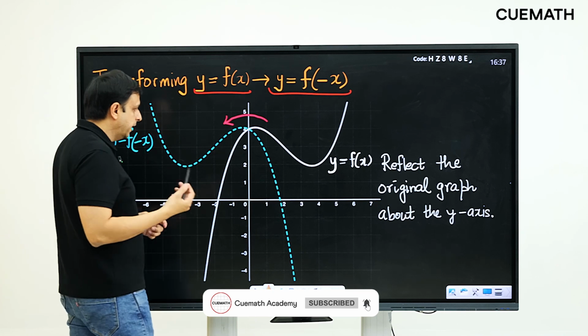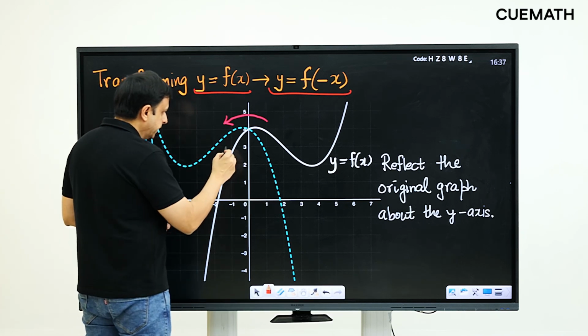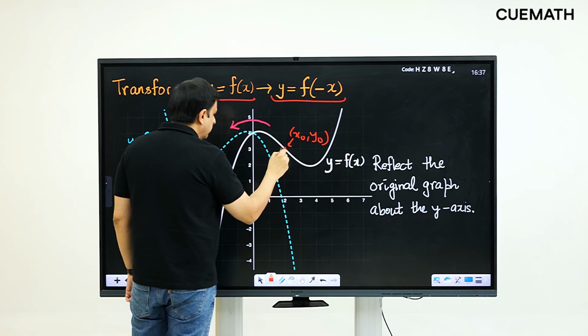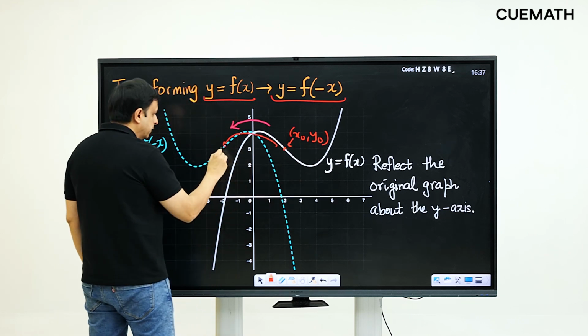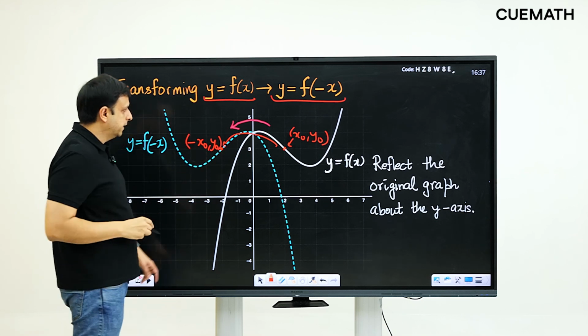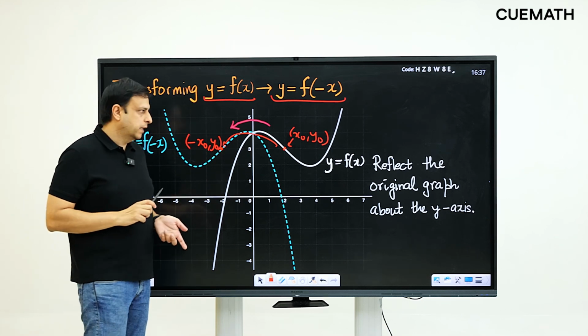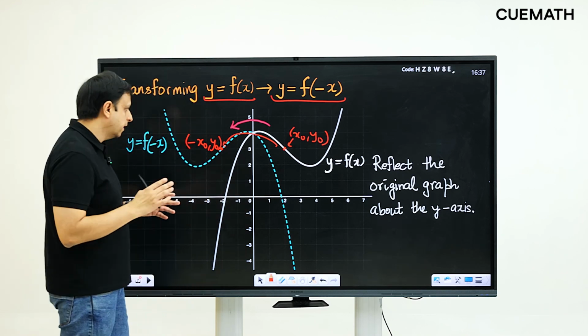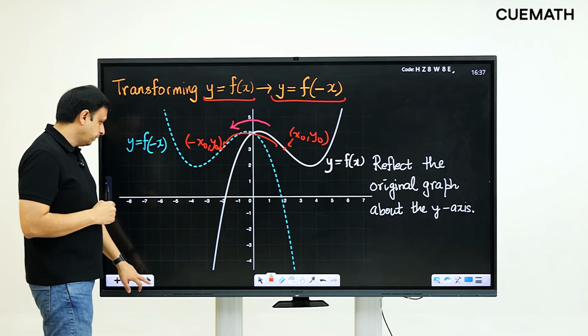Why? Because any point on the original graph, let us take this point here x naught y naught, will transform to the new point, to the corresponding point minus x naught comma y naught, and therefore, the x coordinate is getting inverted, and so the reflection is about the y axis. So, these are the two possible cases of reflections.